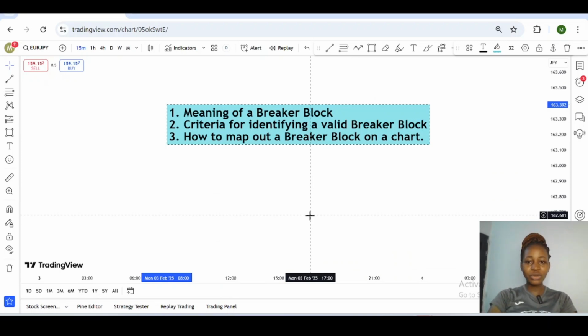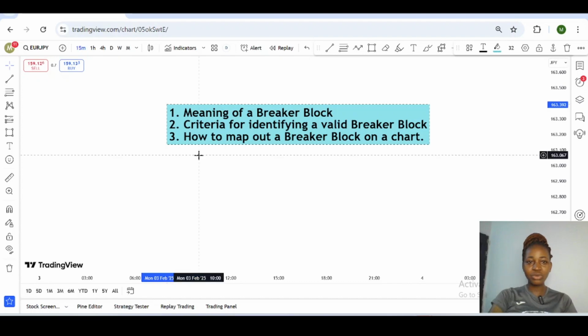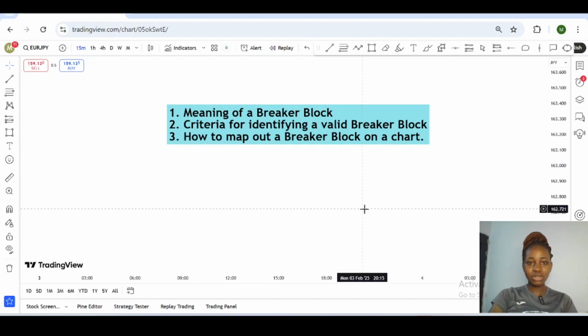In today's video we are going to talk about a breaker block. We are going to start with the definition of a breaker block, then we talk about the criteria for identifying a valid breaker block. The last one we are going to do is to map out a breaker block on a chart. So let's go straight into today's video.